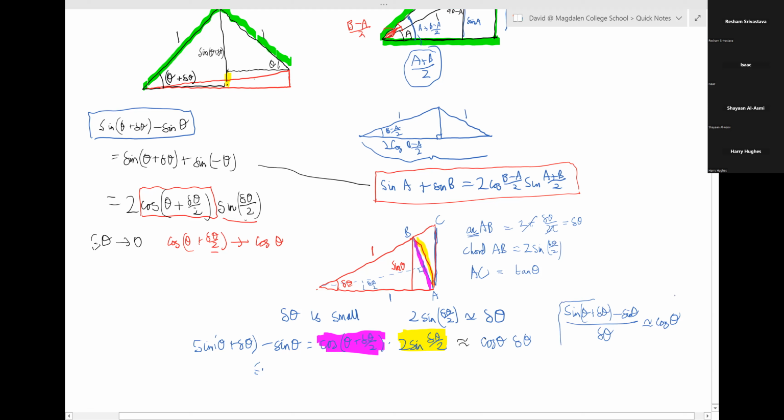Okay, well, this is exactly the fraction that you get in a rate of change, because the numerator is just the change in sine theta, the denominator is the change in theta. So what I've established here is that the derivative of sine theta is just cos theta. Okay, any questions at this point?